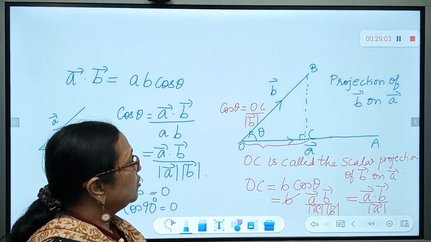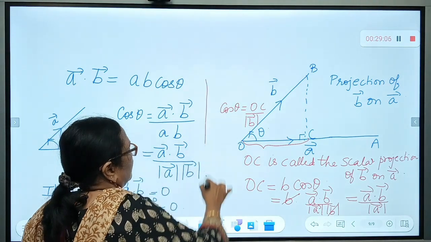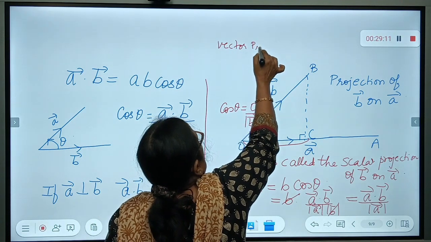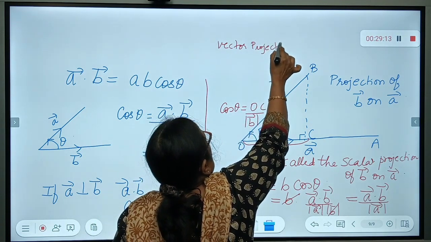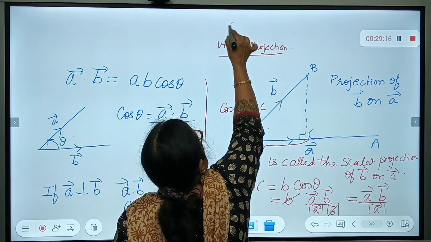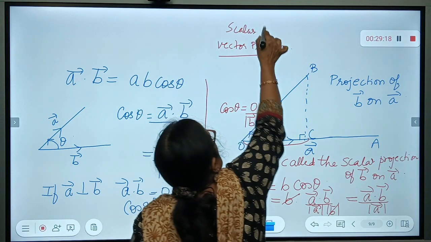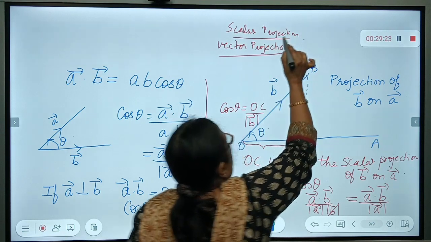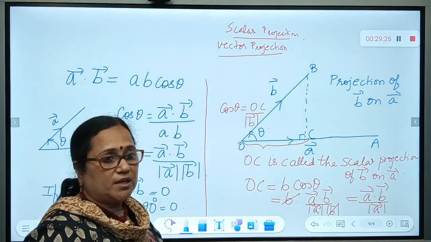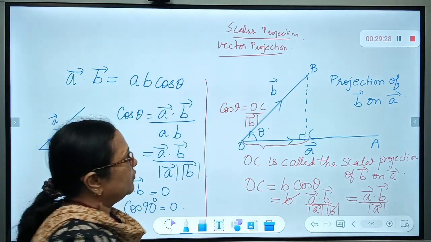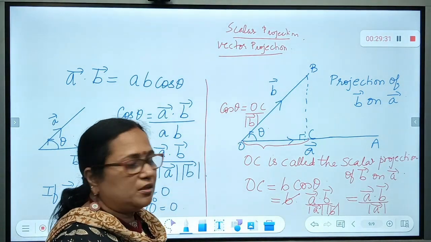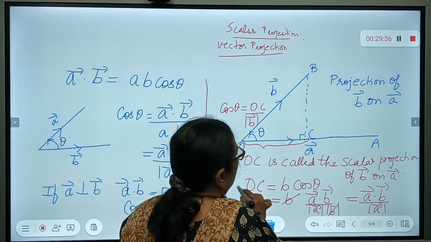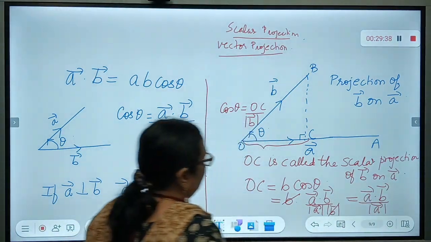Suppose I also want to find out the vector projection. So we are finding out what is scalar projection and vector projection. Projection is very, very important, particularly when you study more concepts in physics. This will have a lot of relevance when you talk about reflection. Now, what is OC in terms of scalar? OC will be A dot B by modulus of A vector.